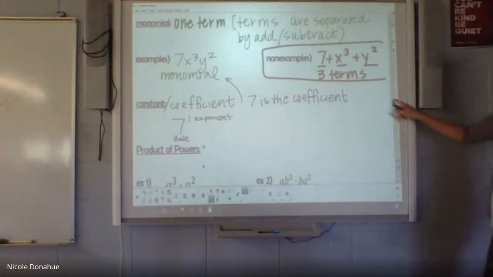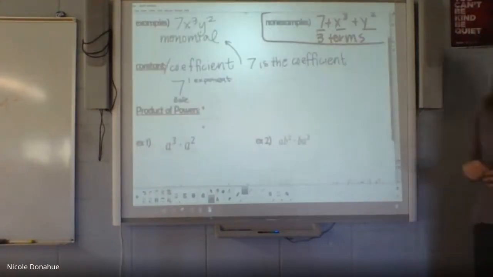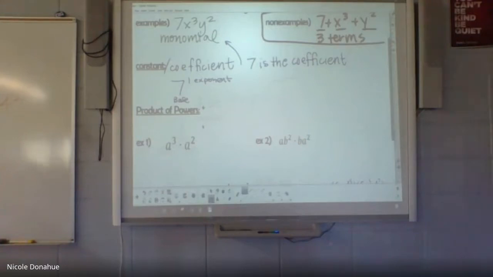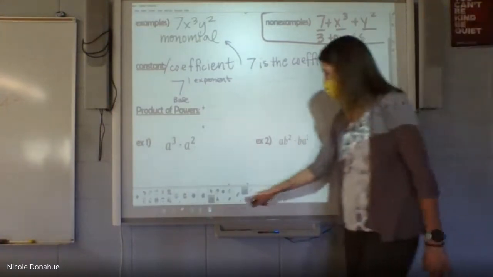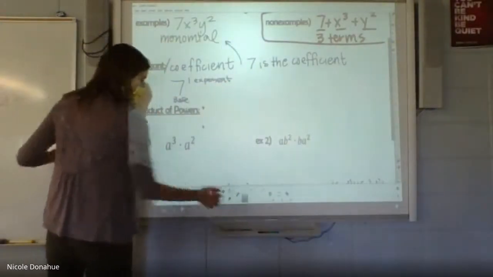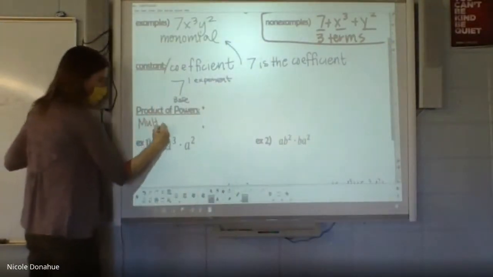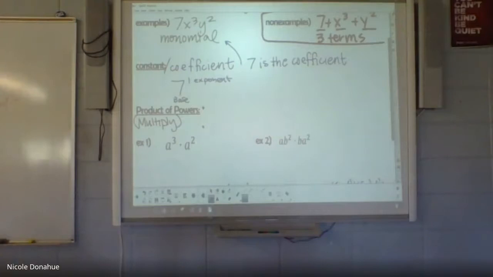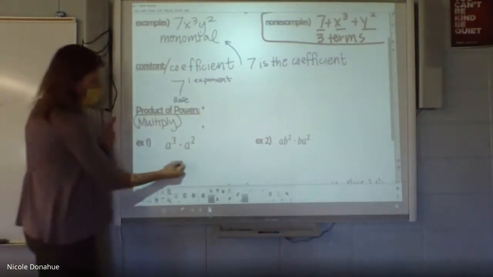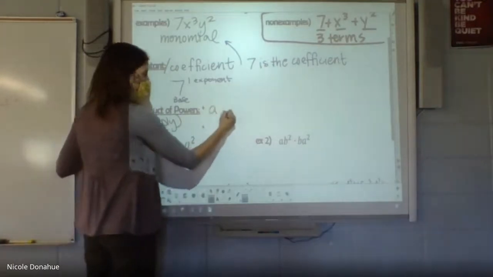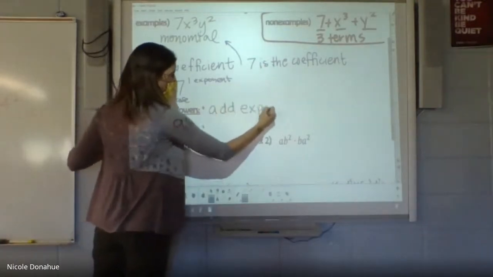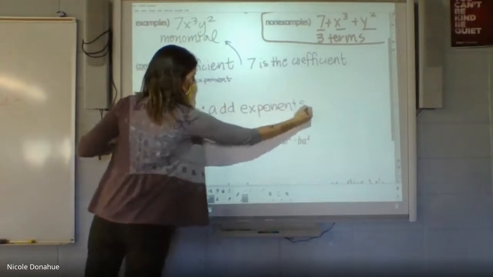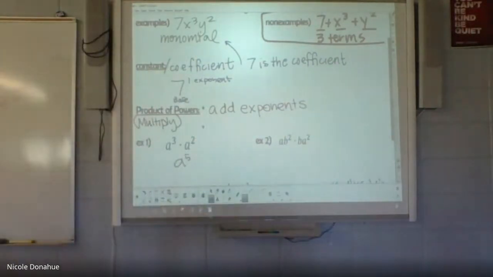All right. So the first one we're going to talk about is the product of powers. Product means what in math? Multiply. So we're multiplying with different exponents. For example, a to the third times a squared, what's that going to be? Just remember the rule for this. Add. A to the what? Fifth. Yeah. We're going to add the exponents. So we add the exponents, so it'd be a to the fifth. 3 plus 2 is 5.